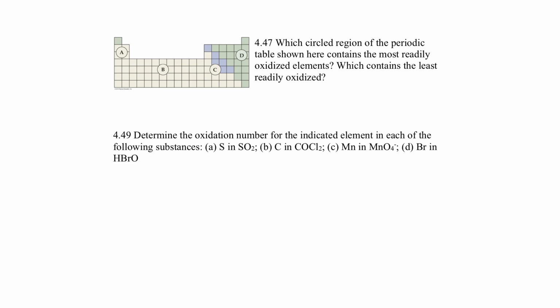Which circled region of the periodic table shown here contains the most readily oxidized elements? If there are two words that are opposites of each other, you have oxidized and reduced. Reduced is easier because you're thinking of charge. If your charge is reduced, you become more negative. If you're oxidized, that's the opposite. It's harder for me to memorize oxidized, so I just think of it as the opposite of reduced.